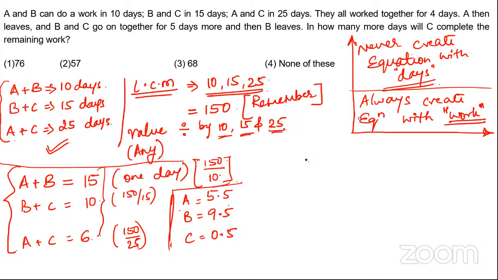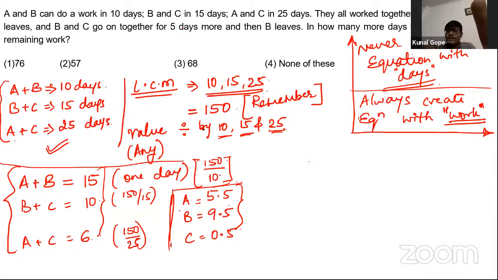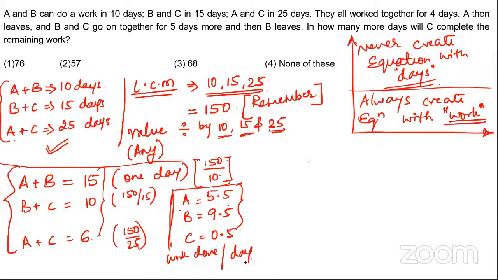Okay, great. So you have work done by A, and now what is this? 5.5, 9.5, and 0.5. What is this? Work done by each in one day. This is the efficiency of A, B, and C, each of them. Work done per day, by each one of them, correct?